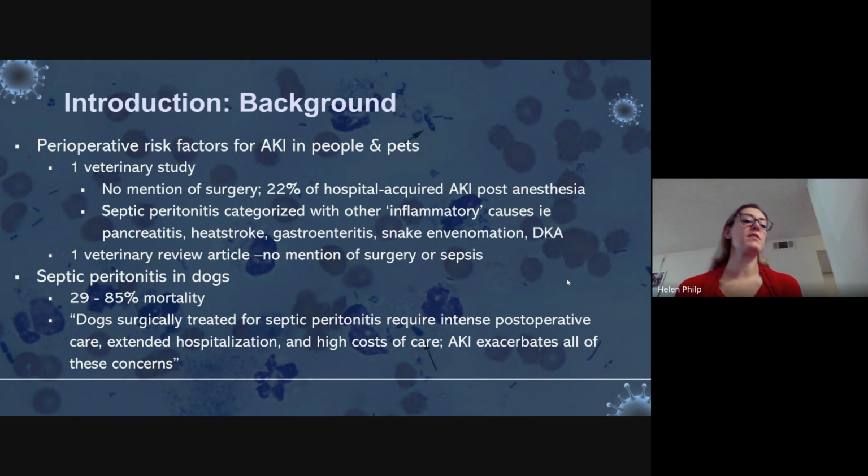And then a veterinary review article on AKI, and that doesn't really mention surgery or sepsis. They then go on to outline septic peritonitis in dogs. They report, depending where you look, anywhere between a 29 to 85% mortality rate in dogs with septic peritonitis. And they make the comment that dogs surgically treated for septic peritonitis require intense post-operative care, extended hospitalization, and high costs of care. And AKI exacerbates all of these concerns. So I think that's probably very true, hard to argue with that.